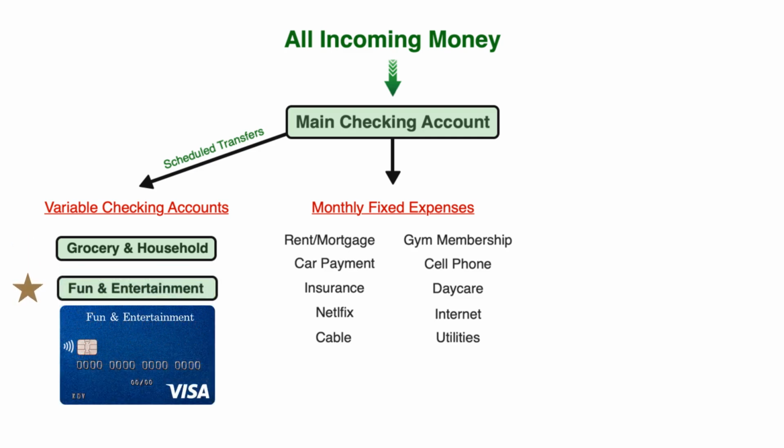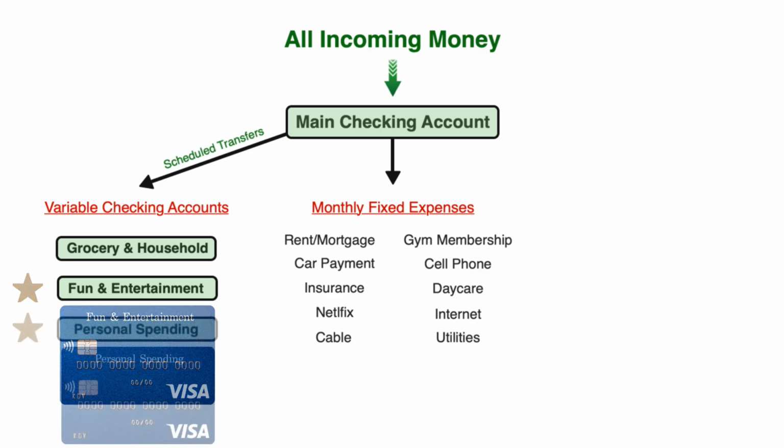The second variable spending account is your fun and entertainment account. The money in this account is for eating out at restaurants, weekend entertainment, date night, birthday presents, etc. Anytime you spend money on something that's for enjoyment purposes and is not a household need or necessity, the fun and entertainment account is what you will use to purchase it.